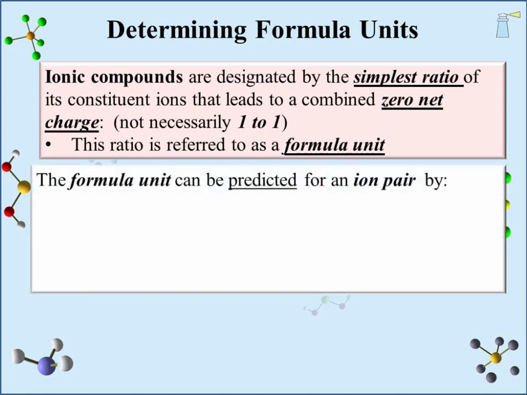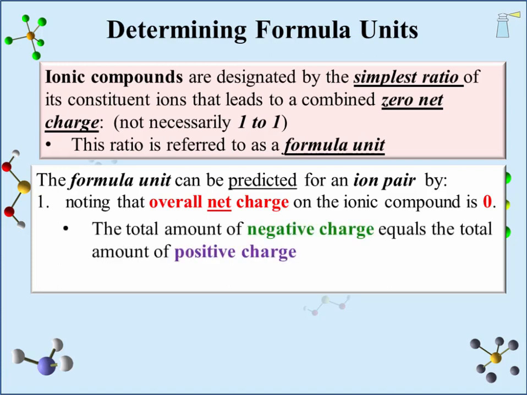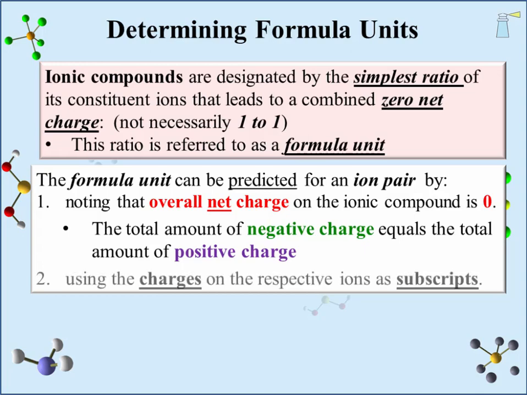The formula unit can be better understood and can be predicted for a pair of ions by first noting that the overall net charge on the ionic compound is 0. This means the total amount of negative charge equals the total amount of positive charge. That is, the positive charge and the negative charge have the same magnitude or size, even though they have opposite signs. From this equality, we can use the charges on the respective ions as subscripts on the other ion. A couple demonstrations will help explain this last step.